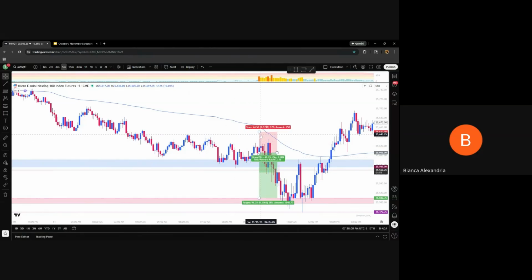But once price had taken out this previous high that was made after London, I was more confident in the sell, especially with the VWAP being above price, letting me know that price wanted to continue to sell. So I hopped in, I guess that was 606, and I took price down to this next OB.